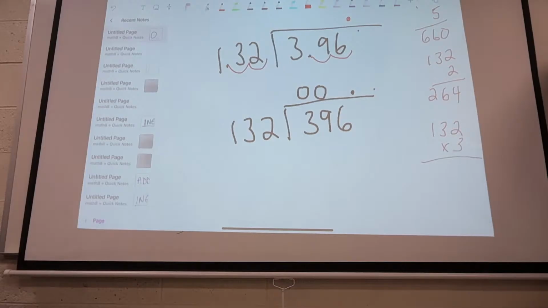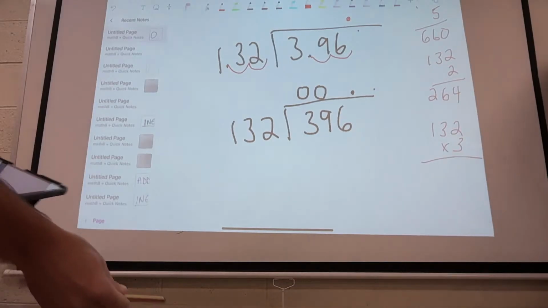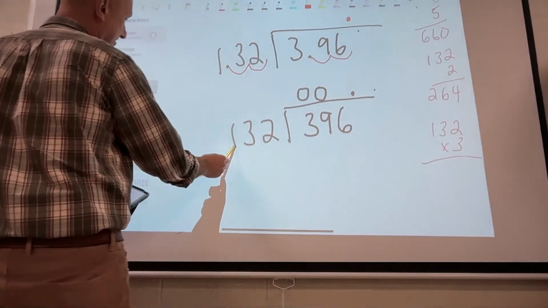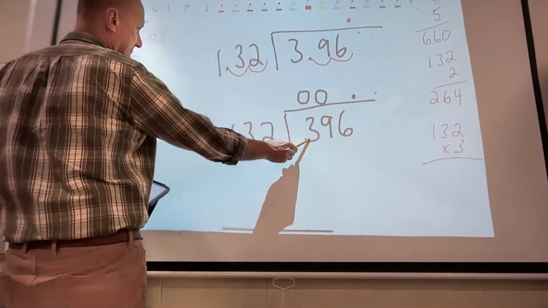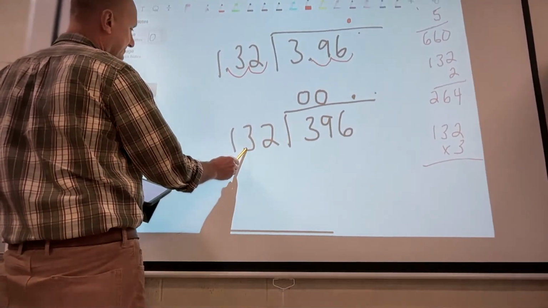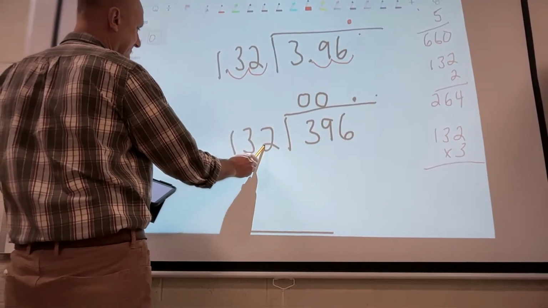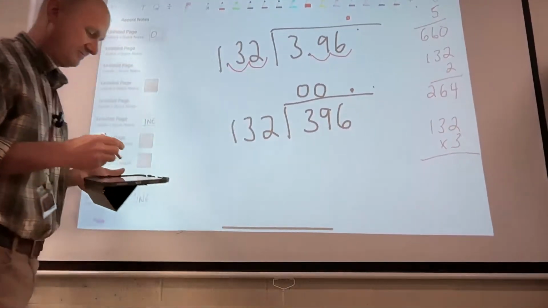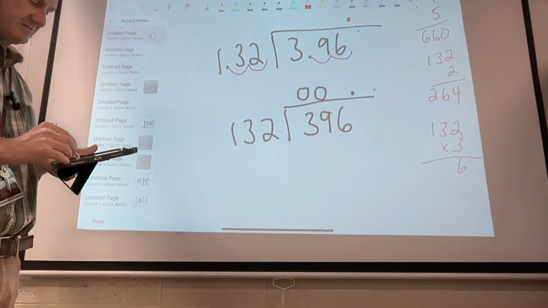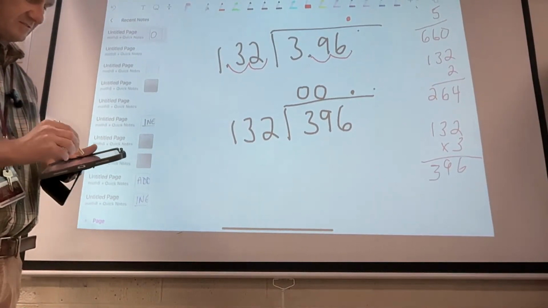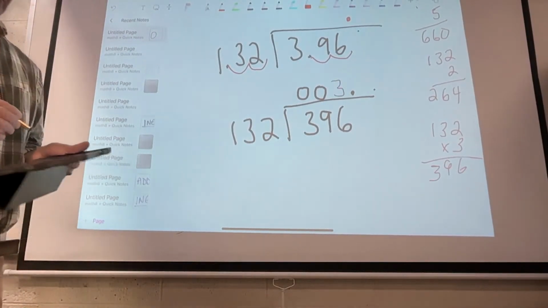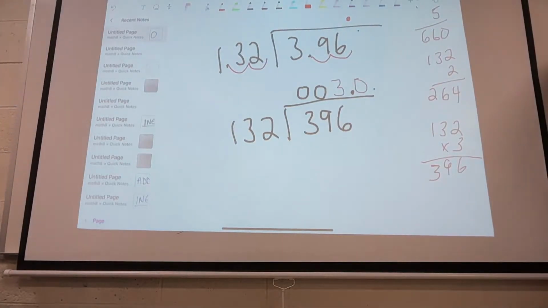I'll show you a little secret how we know it's 3. What's 1 times 3? What's 3 times 3? What's 2 times 3? There you go. So we know it's going to be 6. No, it's going to be 3. So the answer 3.0 or just 3? 132 goes into 396 3 times.